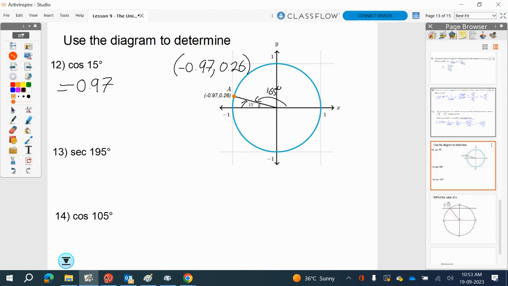What about here? Which quadrant is 195? It's this one down here, isn't it? Where we rotate positive 15 down here. So the values are the same, they're both negative. So the coordinates at this point are 0.97, comma, minus 0.26. So what is the secant of 195?